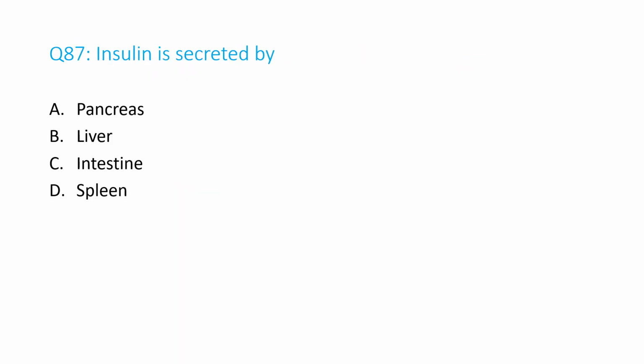And the answer is number 87. Insulin is secreted by A. Pancreas. B. Liver. C. Intestine. D. Spleen.